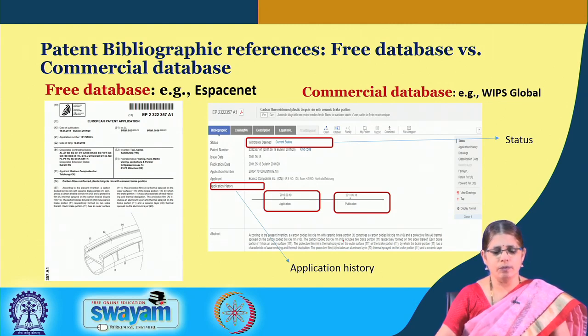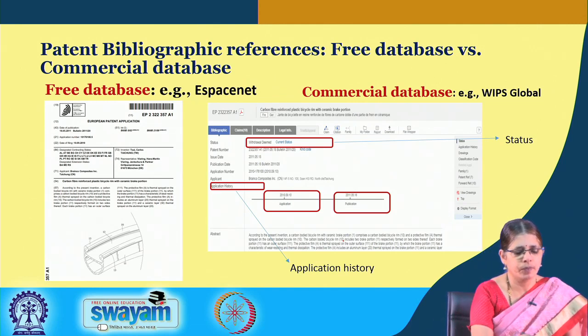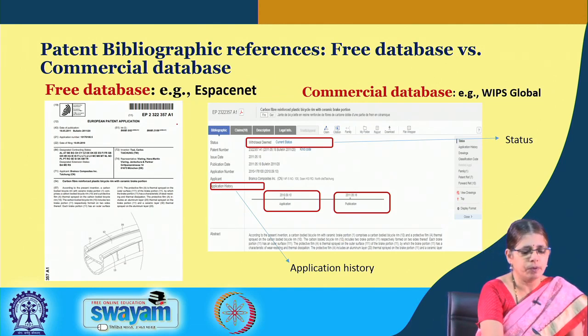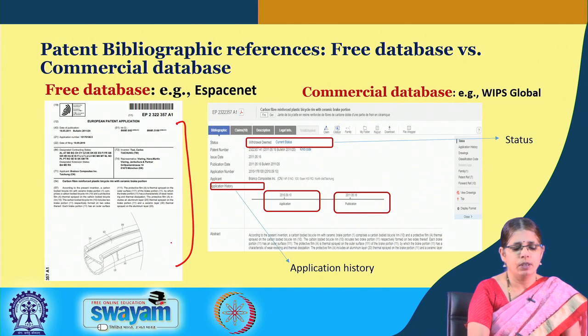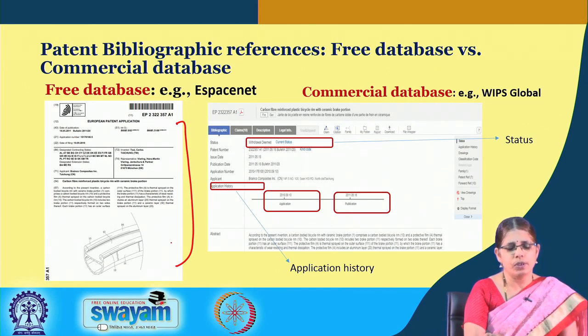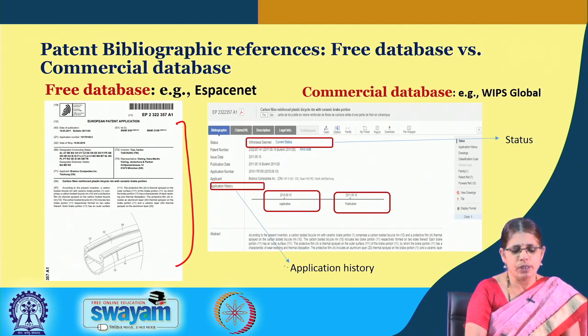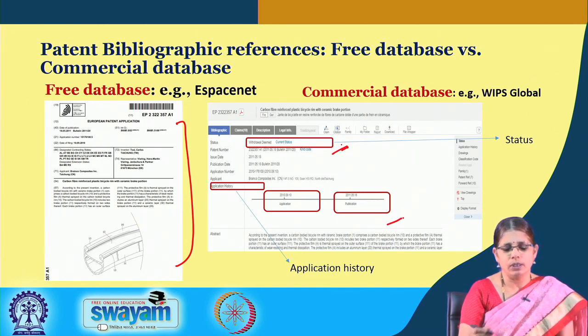This is how you could see the information provided in the illustration, where you can see the bibliographic information all in one page. This is now in the case of the commercial database, where you have links to all other information, whether in terms of the application history, all at one place, the details in relation to publication, and also you can look at the current status and also the other information that is available.